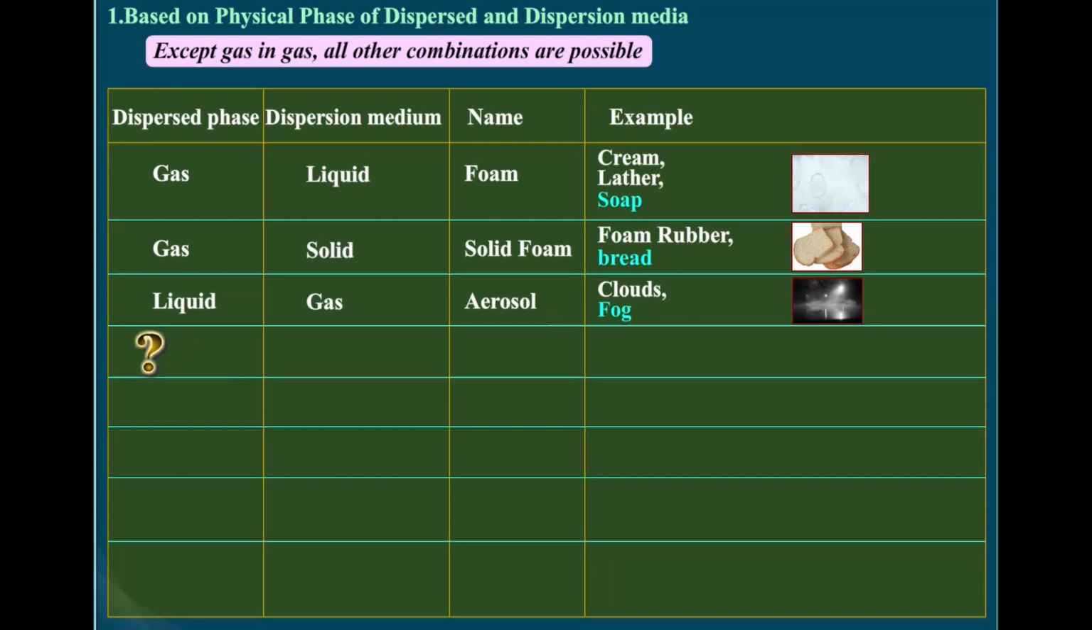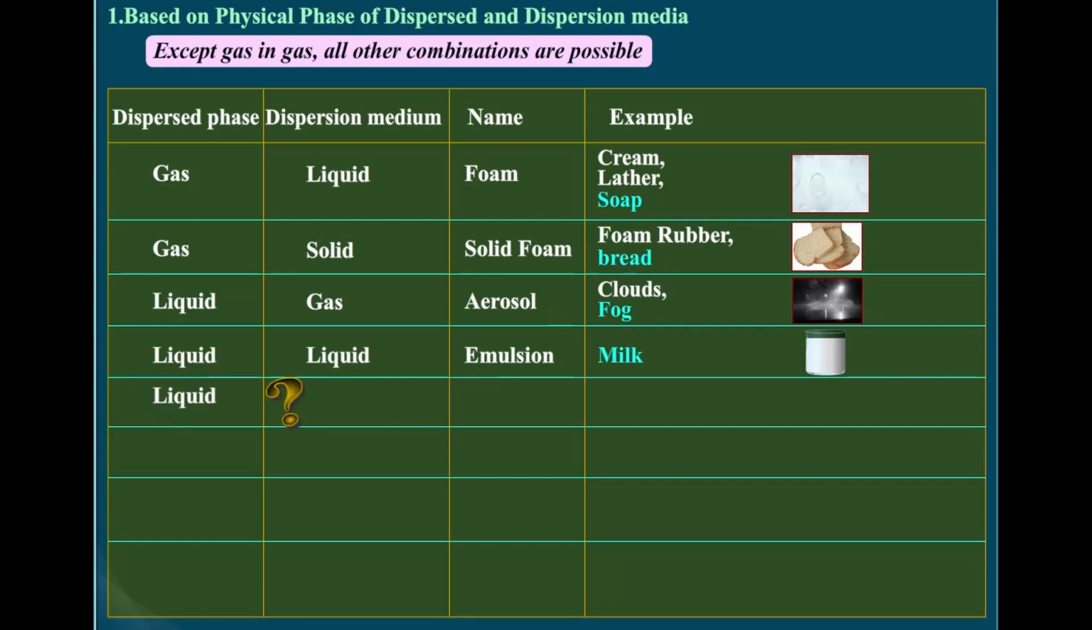Actually, clouds or fog are liquid droplets in air, and that is why we say the dispersed phase is liquid and the dispersion medium is gas. The next type is liquid in liquid. Liquid in liquid type of colloid is called emulsion. The best examples are milk, hair cream, etc. Milk is actually liquid fat in water.